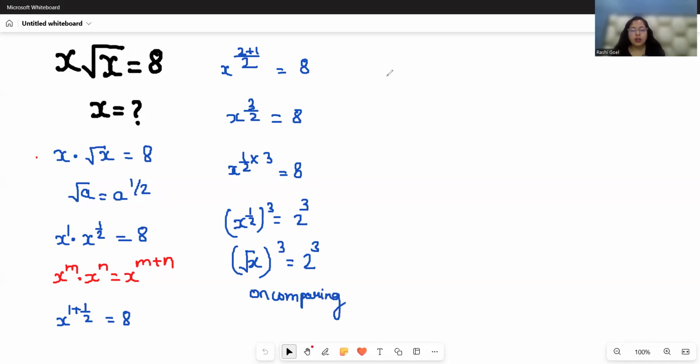we can say that root x is equal to 2. Now to find the value of x, I am squaring both sides. So with the help of this, the square root removes. So what is the value of x? 4. I hope it's clear and you find it useful.